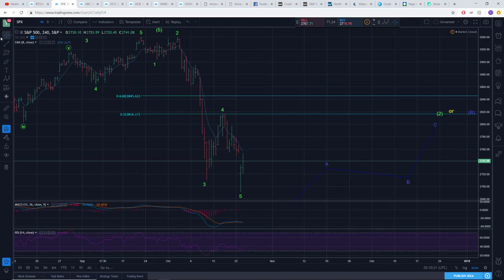On the 4-hour chart as well, we have a nice bullish divergence on RSI. Also on the MACD moving averages, nice bullish divergence on the 4-hour chart. So I'm going to point that out.